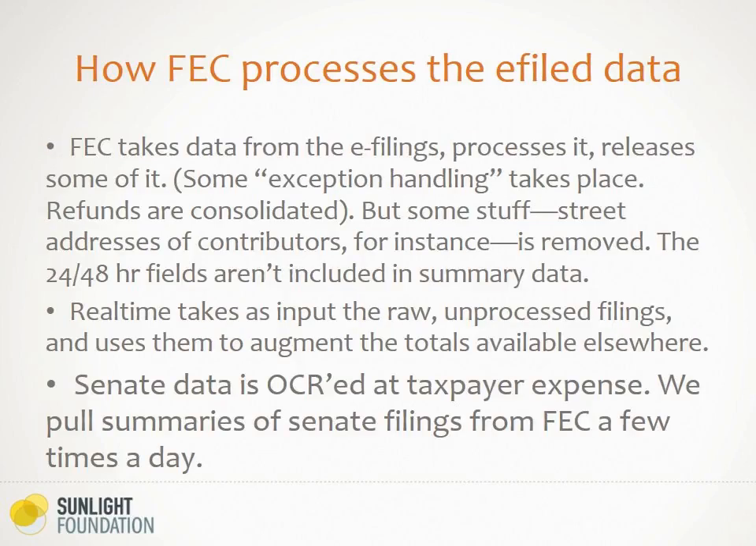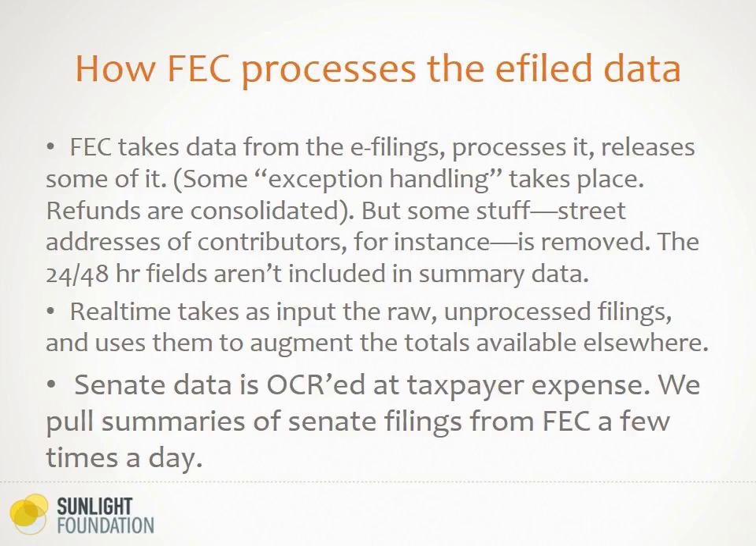The way that the FEC represents data is, it takes the electronic filings, puts them into its database, and spits out an extract of them for you. In the process of doing that, they do a little bit of cleanup. They also remove some of the fields. One of the notable fields that gets chopped is the street addresses of contributors. I think there's a federal law that makes it illegal to create your own mailing list from known donors, and it's not an official thing, but the FEC just seems not to release street addresses.